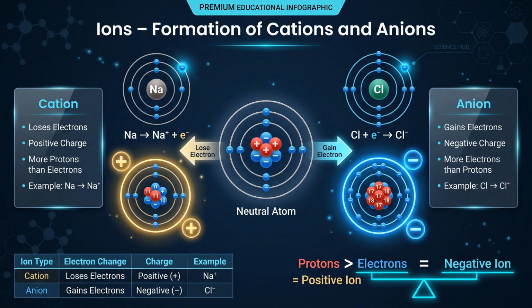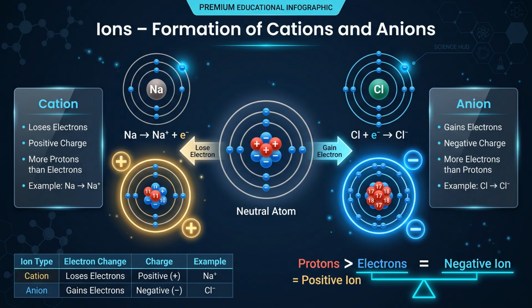Atoms form ions because they seek greater stability. According to the octet rule, many atoms become more stable when their outermost electron shell contains 8 electrons, similar to the noble gases. Metals usually achieve this stability by losing electrons, while nonmetals usually achieve it by gaining electrons. This is why metals generally form cations, and nonmetals generally form anions.